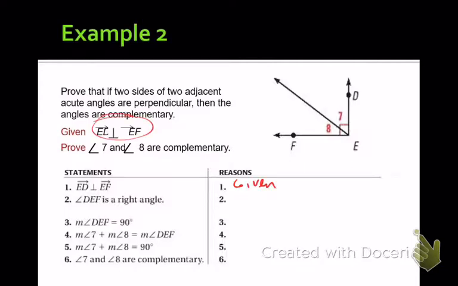Now, how would we know that angle DEF is a right angle? Well, we have perpendicular lines, and angle DEF is the angle that's formed from those two perpendicular lines. So by the definition of perpendicular lines, we know that they form a right angle. So angle DEF is a right angle. Now, because we know angle DEF is a right angle, we know the measure is equal to 90. And that's by the definition of right angles.